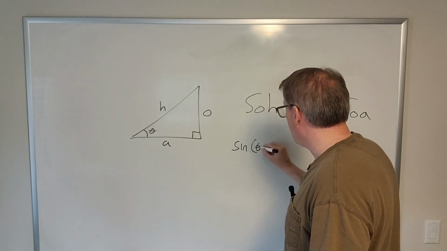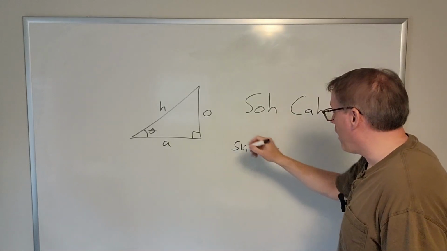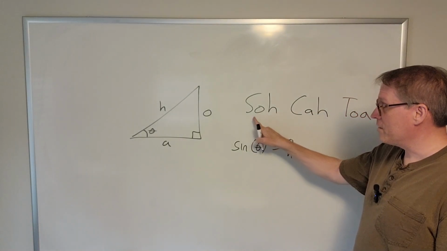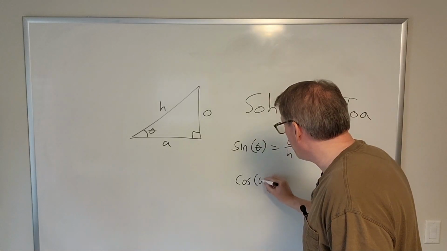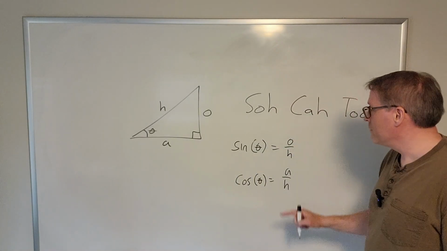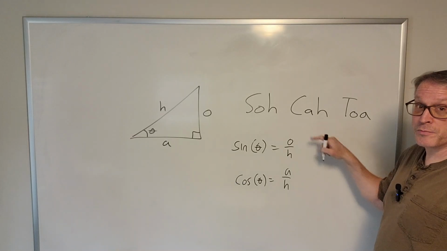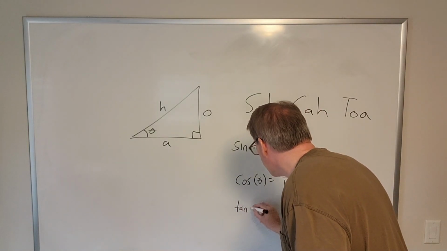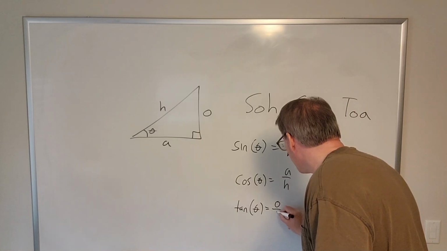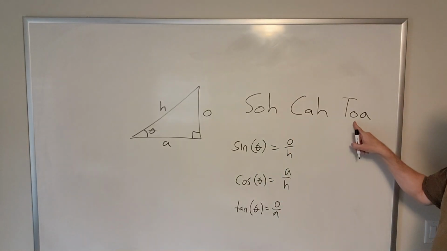Sine of theta is equal to opposite over hypotenuse. Sine is opposite over hypotenuse. Cosine of theta is equal to adjacent over hypotenuse. Cosine is adjacent over hypotenuse. And tangent, tan of theta, is equal to opposite over adjacent. Tangent is opposite over adjacent.